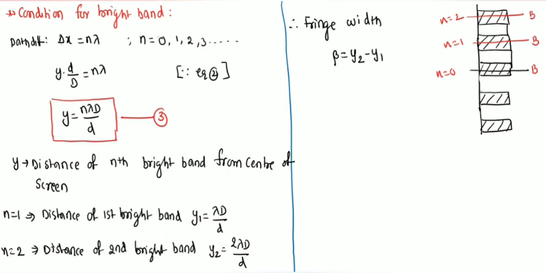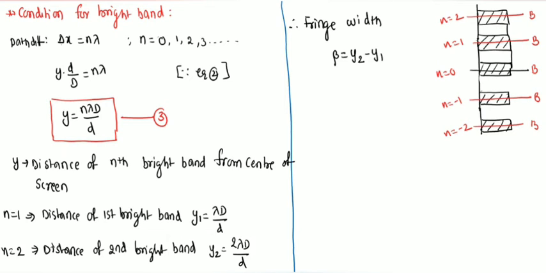Here we write the first bright band below as n is equal to -1. This is n is equal to -2. Next bright band. These are all bright bands.